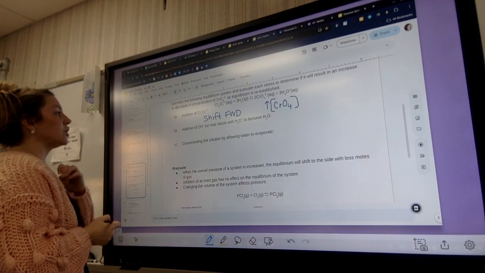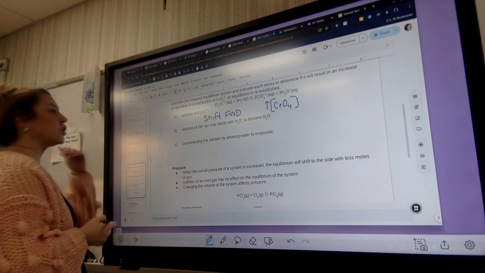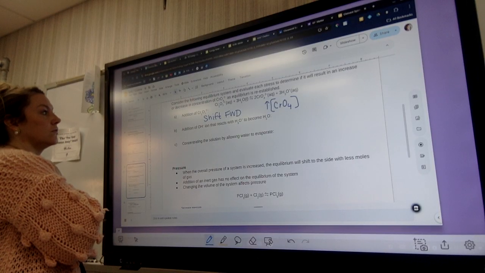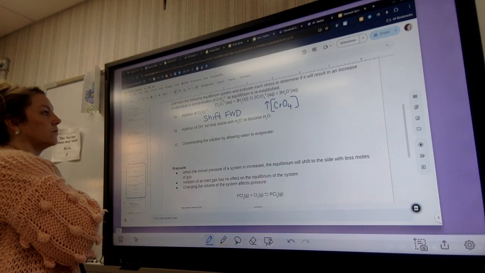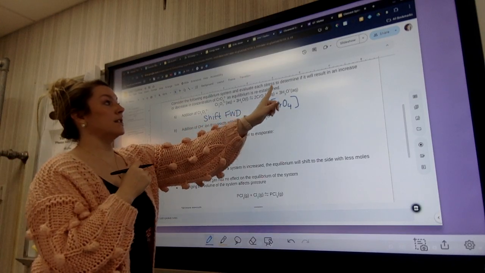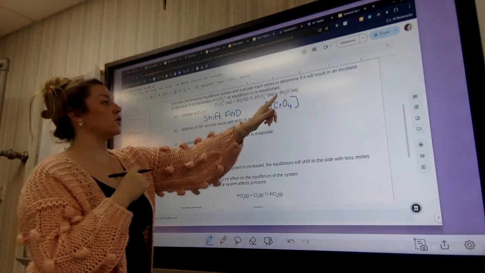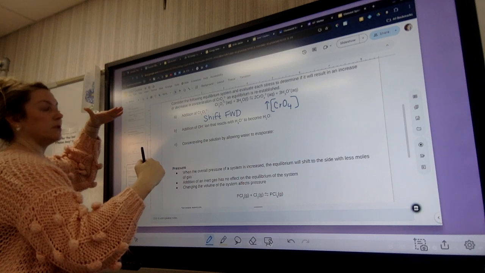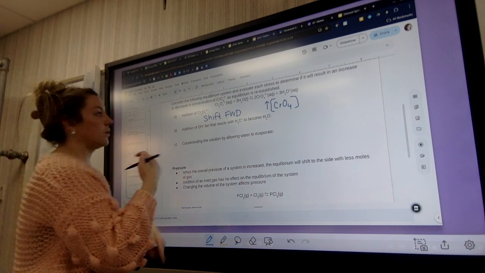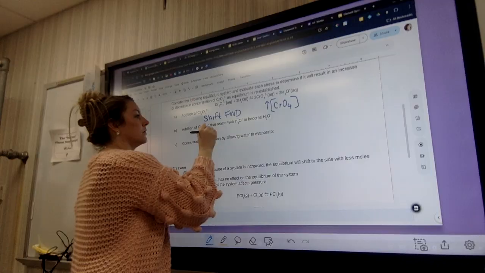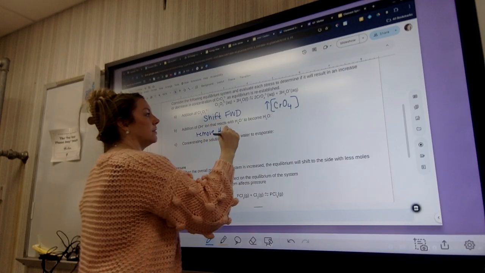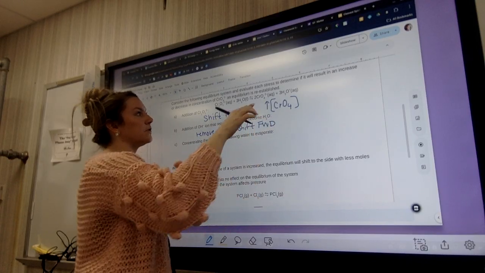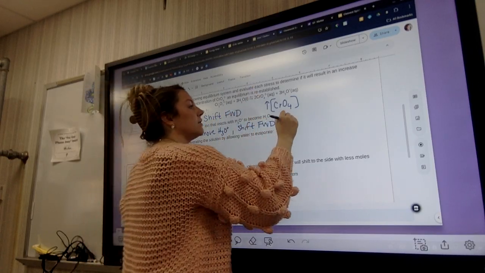Okay. For the next one, the addition of OH ion that reacts with H3O plus to become H2O. Yes, so it's taking out this, because it's reacting with the H3O plus to become a liquid. So that means we're decreasing the H3O plus, which means we're going to shift which direction? Forward. So we're removing H3O plus, which means we're going to shift forward. And just like before, because we're shifting forward, we're shifting towards the CrO4, so it is going to increase.